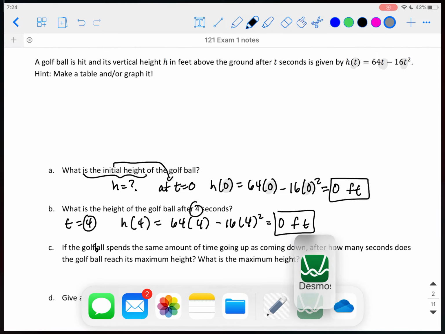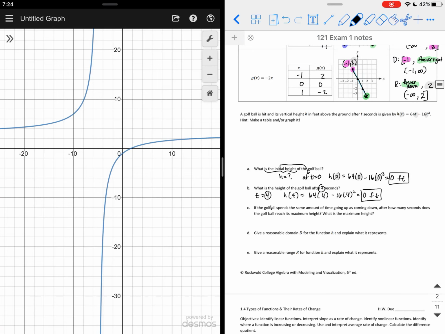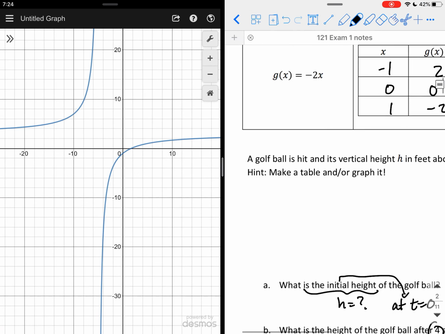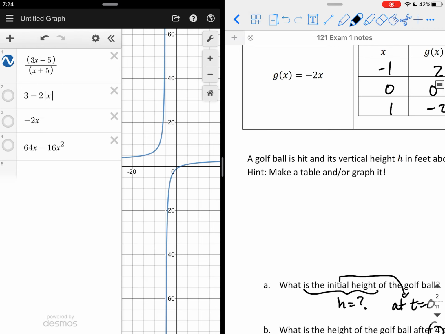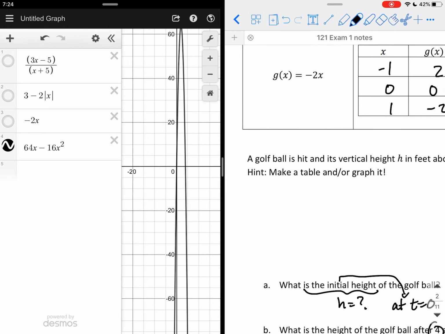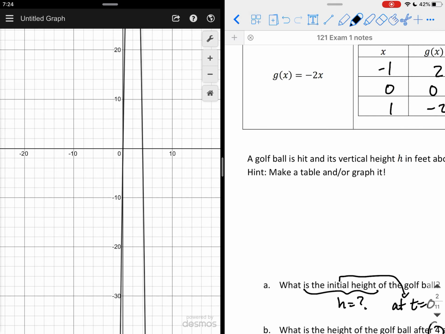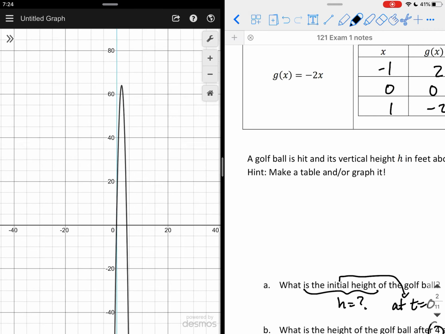So here we go. I'm going to graph it here. I'm going to not graph this one, and I'm going to graph this one right here. And if you notice, it doesn't have a t, so for graphing calculator purposes, anytime a variable other than x is used, you need to use x anyway. So here's our graph.